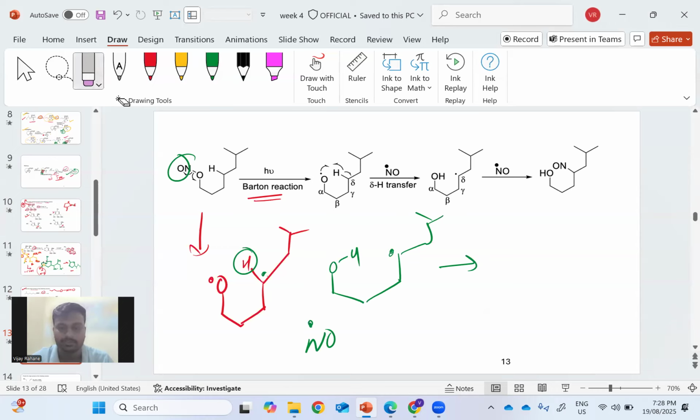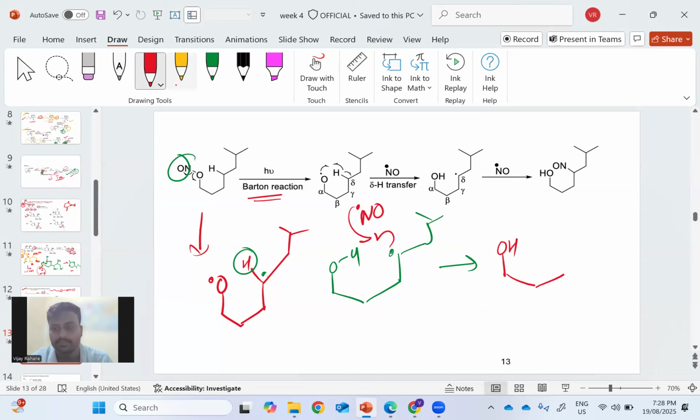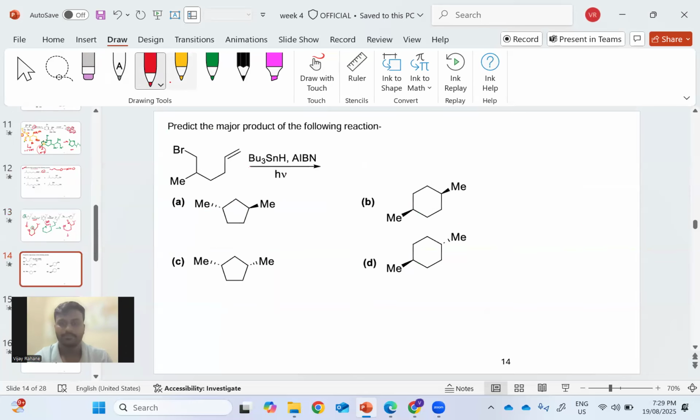So instead of drawing this much longer, I will draw it here: NO, so radical on the nitrogen. This radical and this radical form a bond. So it gives the OH, and this is again the same. So this is NO, not ON, N double bond O, right? And this remaining structure will be the same. And now what happens once this forms? So this is the product from this reaction.